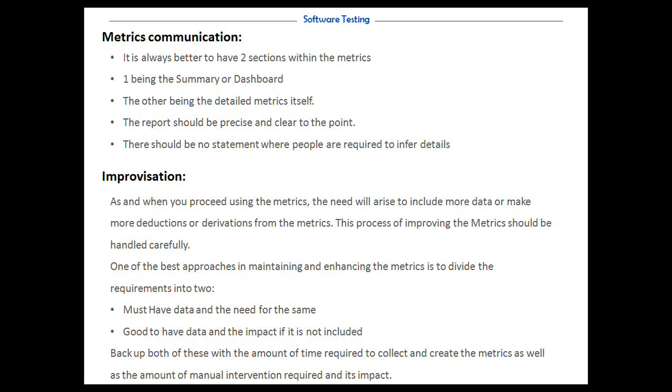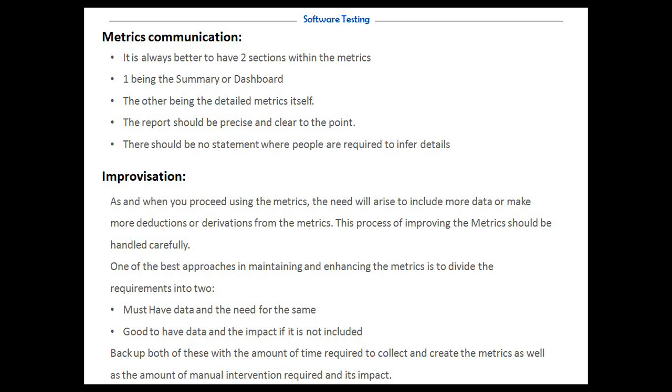Improvisation. As and when you start using the matrix, the need will arise to include more data or remove some information from the matrix. This process of improving the matrix should always be handled carefully. One of the suggestions that I have is to split it into two areas of requirements. One is the must-have data and the need for the same, and the other is good-to-have data and the impact if it is not included.